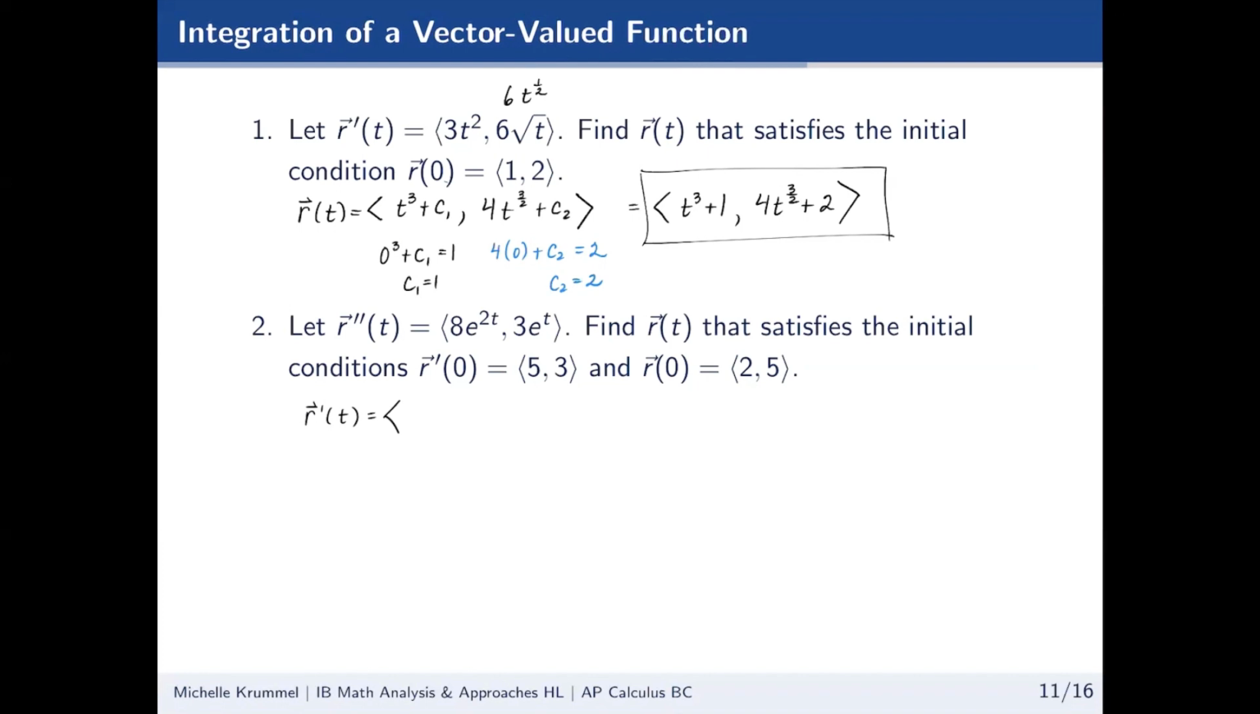And if we integrate e to the 2t, this requires a u substitution, but it's one where we can take a mental shortcut because the derivative of the u is a constant. So the integral of e to the 2t dt is e to the 2t divided by 2 times the 8, the constant multiple that is already there, making that a 4, plus c1. And then for the y component, integrate 3e to the t dt, and we get 3e to the t plus c sub 2.